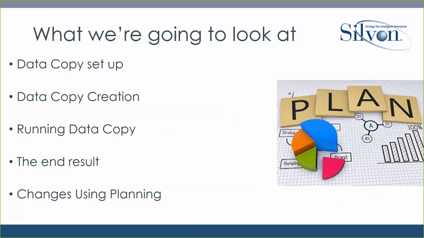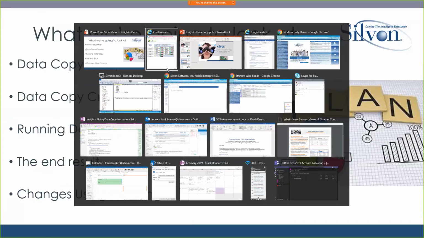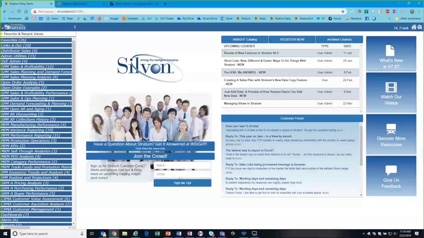So the first thing that we wanted to talk a little bit about was the setup for data copy. And I'm just going to go over here into Stratum. So here's my Stratum, and you can see here I'm in 7.0, and so this is the new 7.0. This will be coming out. The upgrade for 7.0, a couple of things. If you just want to get to 7.0 and take advantage of just the general features so that you're on the latest release, that upgrade is very simple and straightforward.